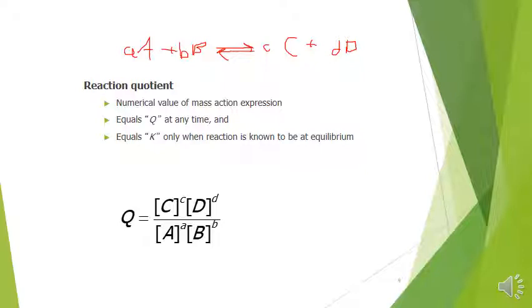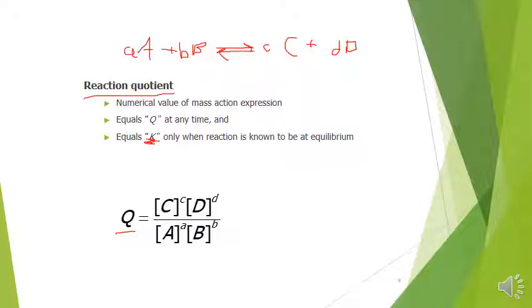So let's just take a quick look at this in terms of this chemical equation. This thing is called the reaction quotient, Q, and it's the ratio of product to reactant at any given time. Now K is a special case of Q, and that's when it's at equilibrium. But let's just take a quick look at this Q.